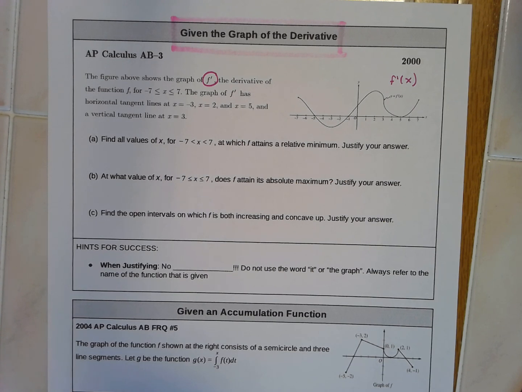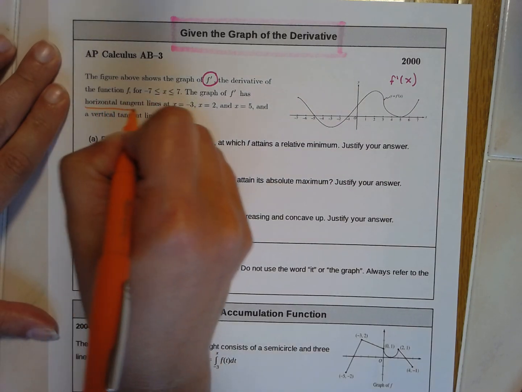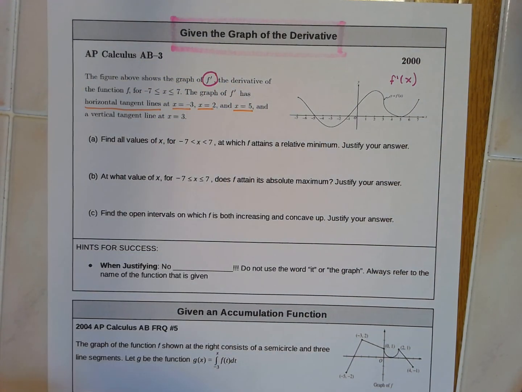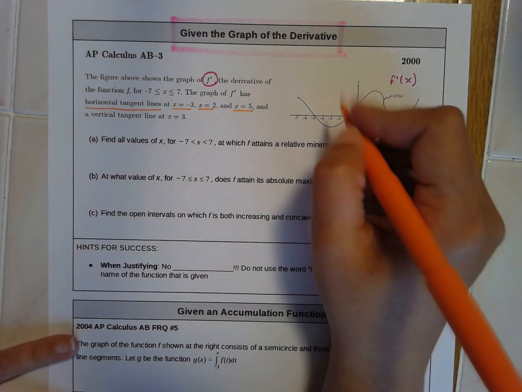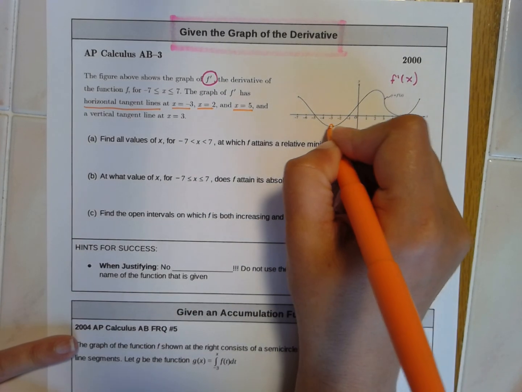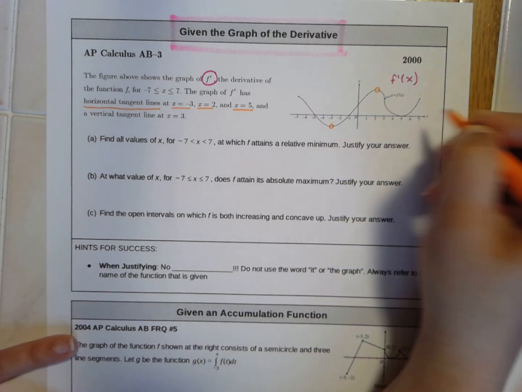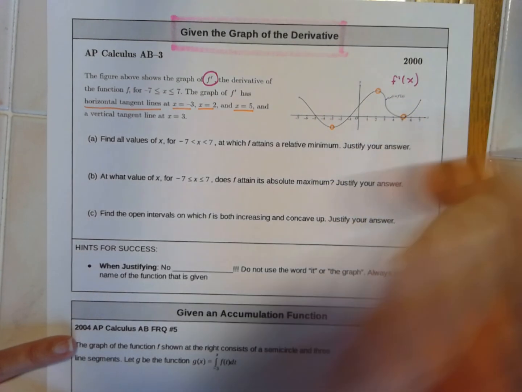The graph of f prime has horizontal tangent lines at -3, 2, and 5. So what does it mean to have a horizontal tangent line in these three places? A horizontal tangent line is a place where this graph has a slope of 0. So right here, the slope is 0. Right here, the slope is 0. And right here, the slope is 0.